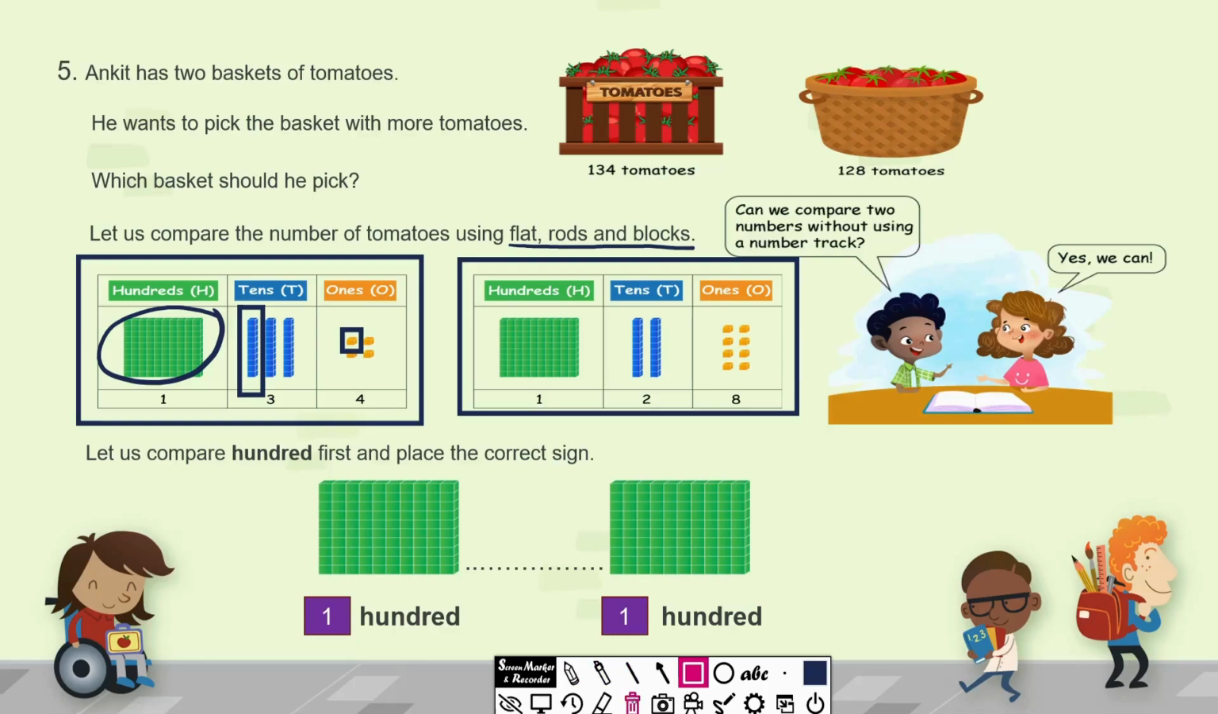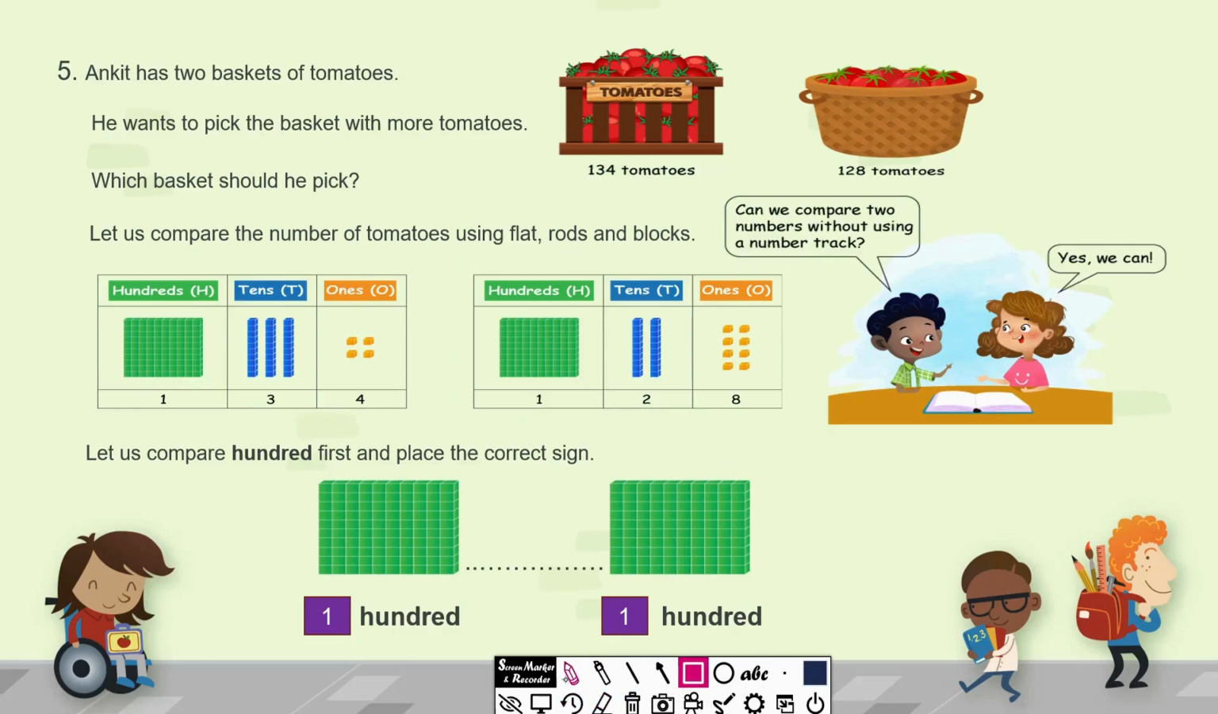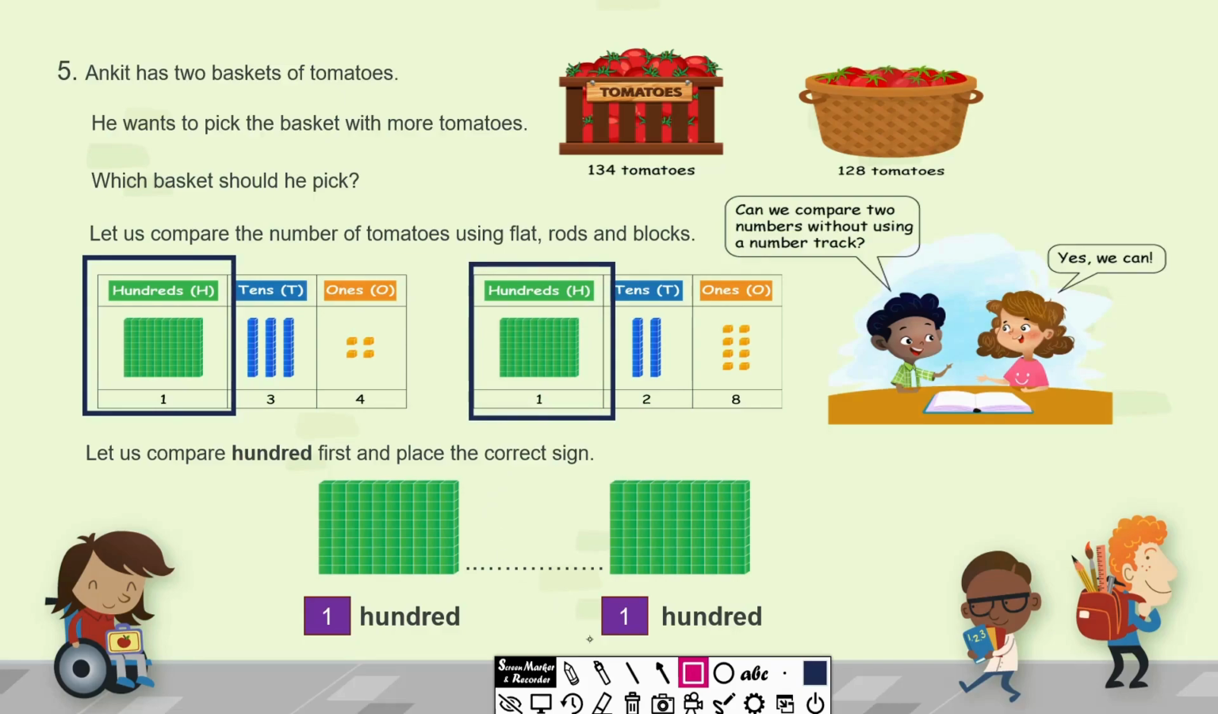Now, let's compare these two numbers. We will first compare the hundreds of each number. Here we have 1 flat and here also we have 1 flat. Now, let us compare 100 first and place the correct sign. This number has 1 flat and this number has 1 flat. This number has 100 and this number also has 100. So, what sign we need to put here? 100 is equal to 100, right? So, here we need to put the sign is equal to.